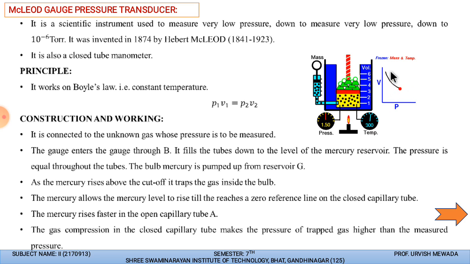So they are reciprocal to each other. P is proportional to 1 over V, meaning once volume increases, pressure decreases, and once the pressure increases, volume will decrease. This animation shows the actual working of Boyle's law, which has one equation that we already wrote over here, P1 V1 equals P2 V2. Now let us discuss the construction and working of this particular setup.